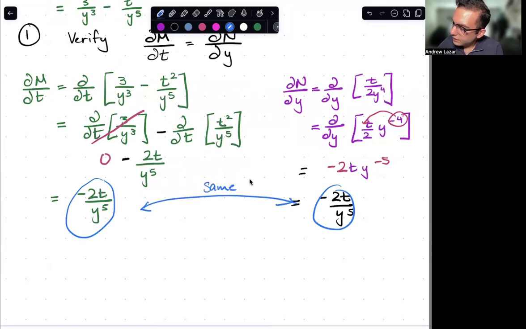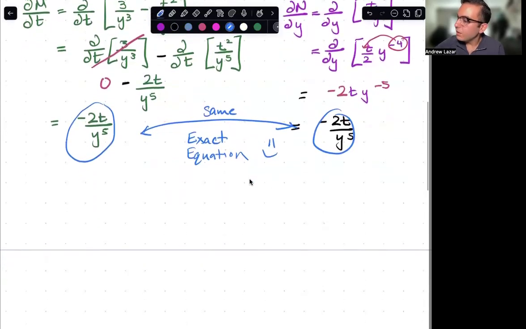So this is an exact equation. And that should make you very happy because you can now solve this differential equation using exact equation techniques. Okay, so what does that mean for us? Well, let's get into the solving.